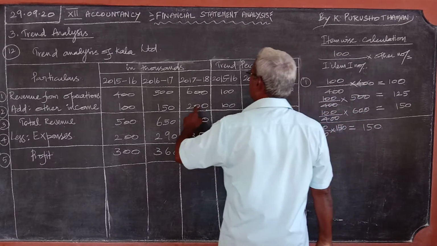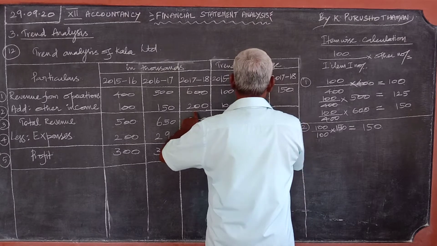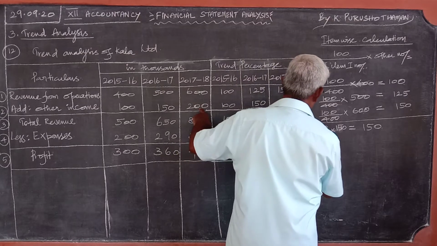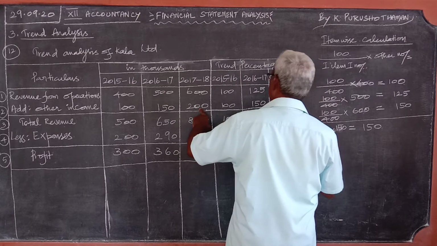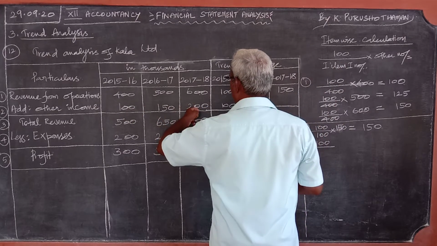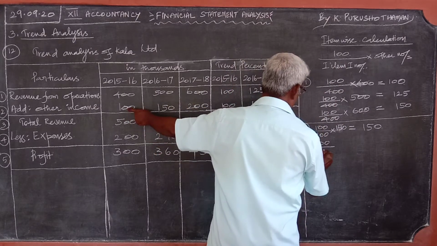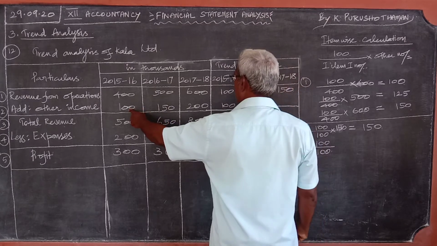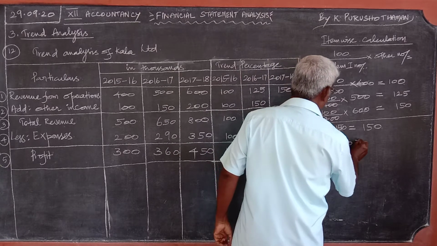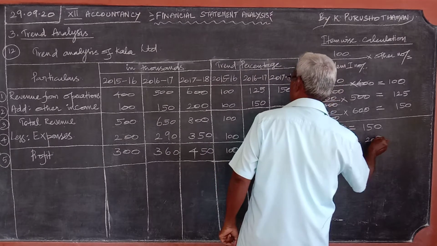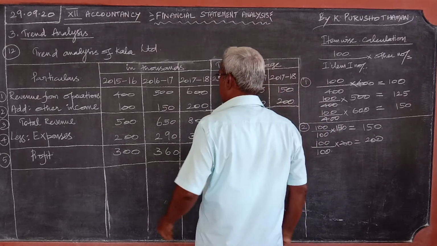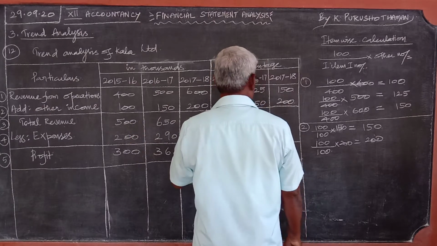Then for the third year, we write 150. For the third one, 100 by the first number, 100, then into 200, which is equal to 200. So 150, 200. For the first year we have written 100.